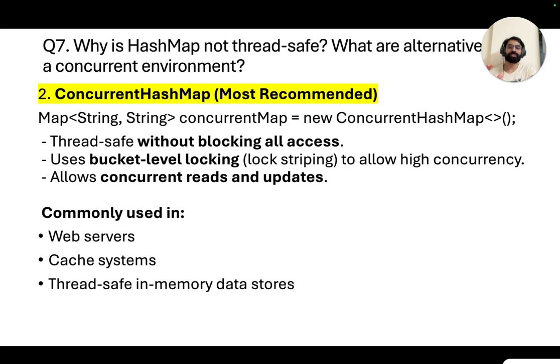You should always go with a ConcurrentHashMap. Okay. And how do you create the object? With the new keyword, ConcurrentHashMap. So this is thread safe without blocking all accesses, because it has bucket level locking. It will not lock the whole object basically. Okay, let's say that if you are using a ConcurrentHashMap, it has 16 buckets, then it means 16 locks will be there, so it will use a bucket level lock.